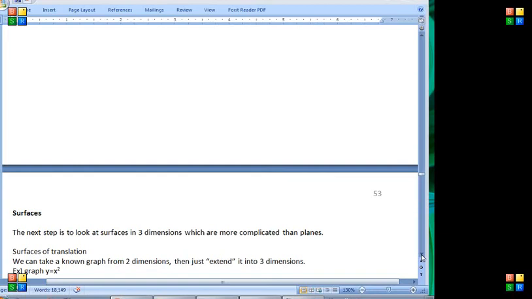So what's the next easiest type of surface that we can make? Just take a known graph from 2 dimensions and then extend it into 3 dimensions. For example, the graph of y equals x squared. Now I'm going to ask you what this looks like, but keep in mind, we want to talk about what the graph looks like in 3 dimensions. So you've got x, y, z axes. So what does this look like?